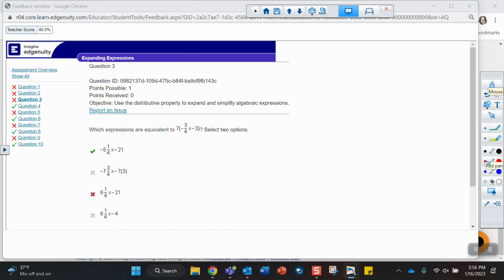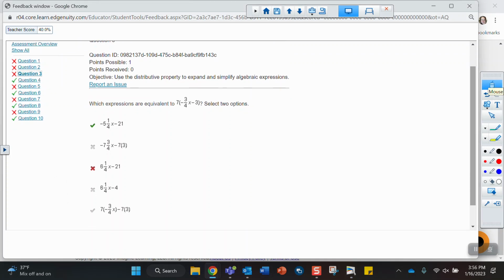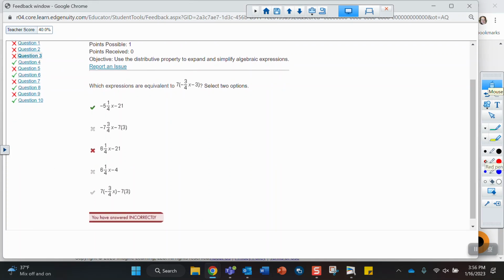Question 3 says, which expressions are equivalent to this? Select 2 options. So let me scroll down here. You can see the whole question. Okay, so again, this is the distributive property. I'm going to take this 7 and I need to multiply it by both terms. A lot of times when we first start with the distributive property, we just show that multiplication. So it's 7 times negative 3/4 x minus 7 times 3. And you can see that down here.